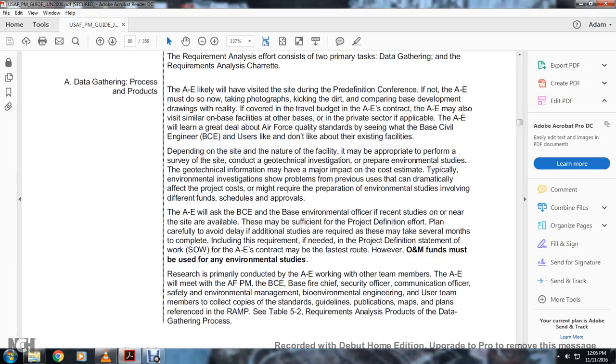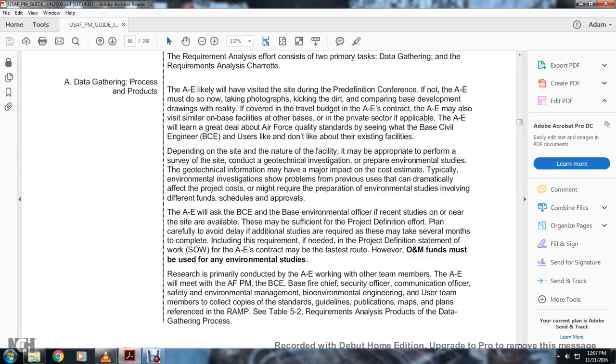Research is primarily conducted with the architectural engineer working on the team. Members of the architectural engineer team may meet with the Air Force program engineer and the base civil engineer, the base fire chief, the security officer, the communication officer, safety and environmental management, and environmental engineering user team members to collect copies of standard guidelines, publications, maps, and plans referenced by the request in the management plan.